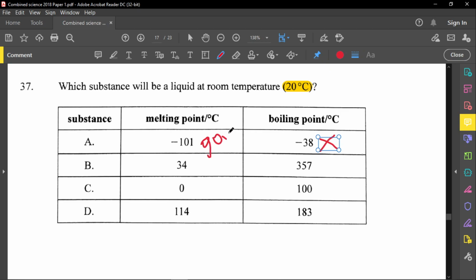All right, this will be a gas at 20. All right, at 34, this will be a solid still. So this will be a solid because again, it only melts at 34. So this will still be a solid at 20 degrees.